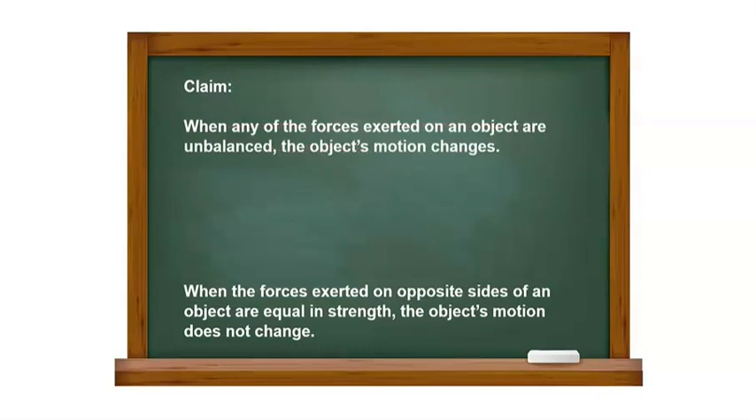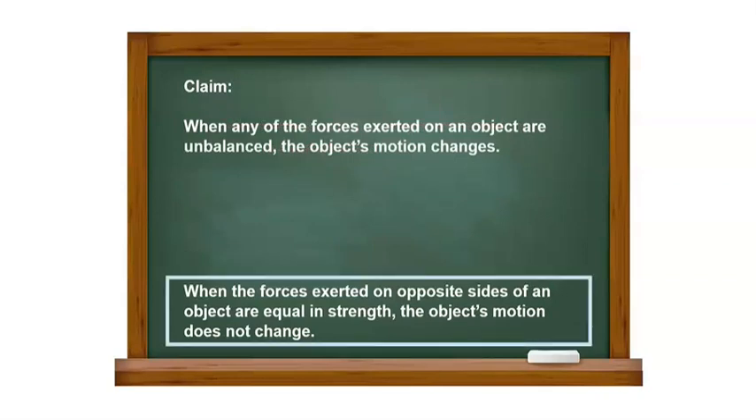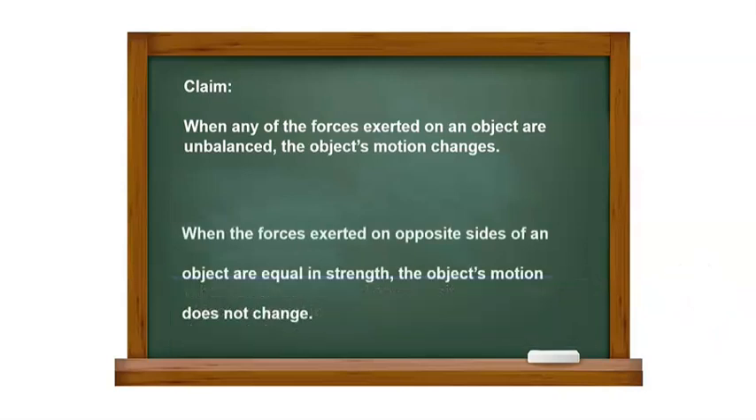Great. Let's now reread the second part of the claim. When the forces exerted on opposite sides of an object are equal in strength, the object's motion does not change. Do you think we have enough information to update this part of the claim? I think so too. How can we make our claim more precise? Now we know that when all of the forces exerted on an object are balanced, the object's motion does not change.